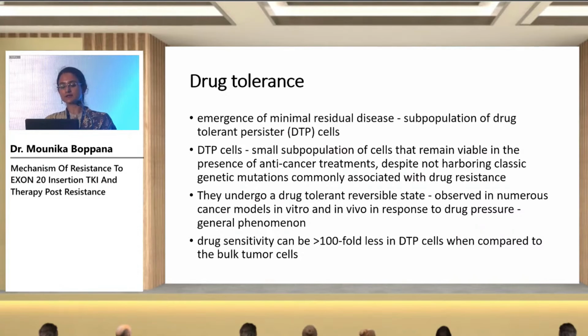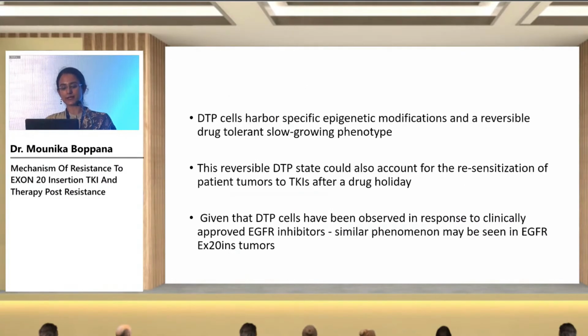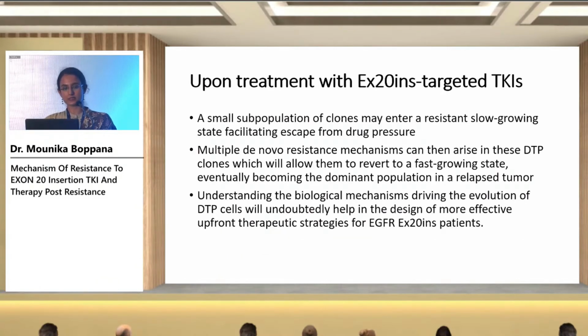The drug sensitivity can be more than 100-fold less in DTP cells when compared to the bulk tumor cells. This happens because of epigenetic modifications, and this reversible DTP state could also account for the resensitization of patient tumors to TKIs after a drug holiday. Given that DTP cells have been observed in response to clinically approved EGFR inhibitors, a similar phenomenon may be seen with exon 20 insertions also.